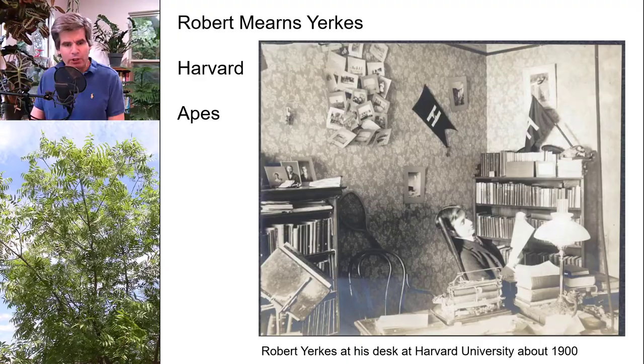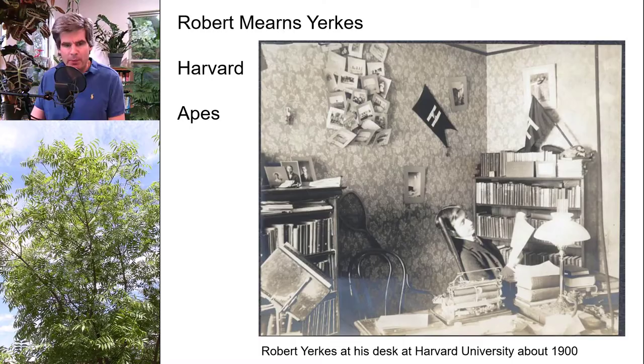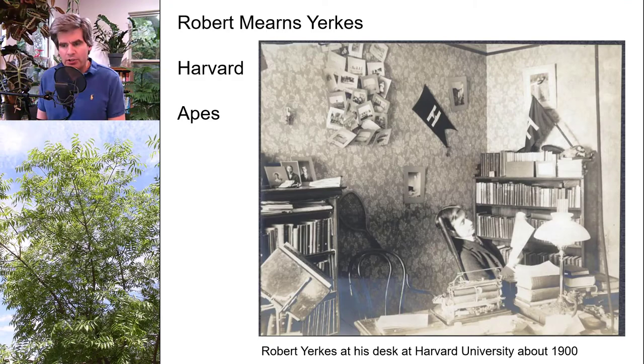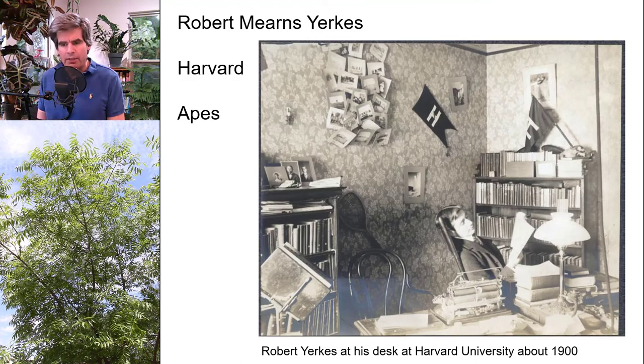The third person who played a major role in the intelligence testing movement is Robert Yerkes. So Yerkes studied with Hugo Munsterberg at Harvard, and then afterwards he got a job on the faculty at Harvard. On the screen is a picture of Yerkes at Harvard. I think it was from the time when he was still a graduate student.